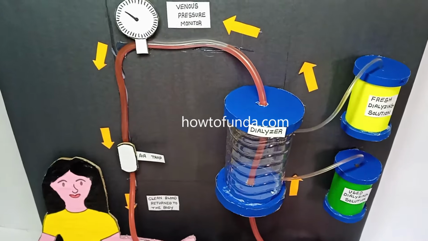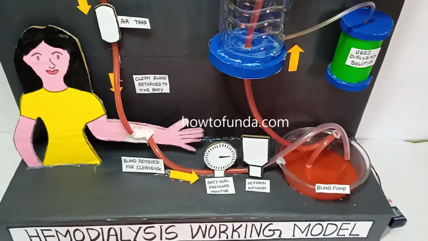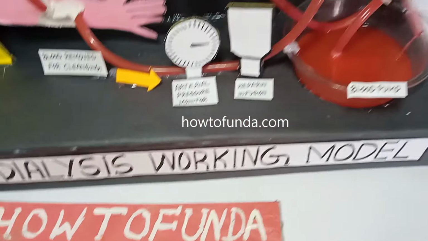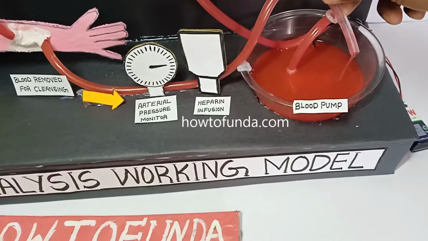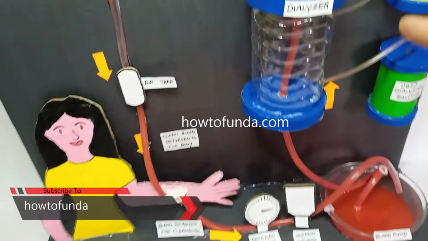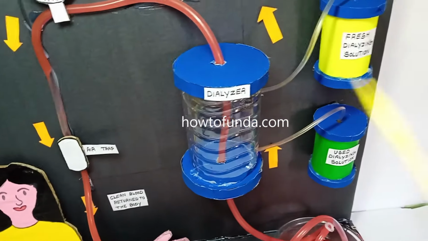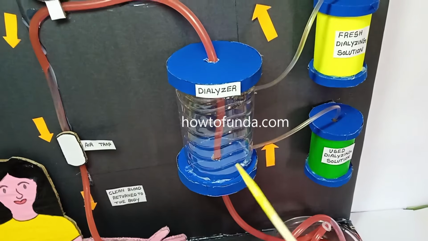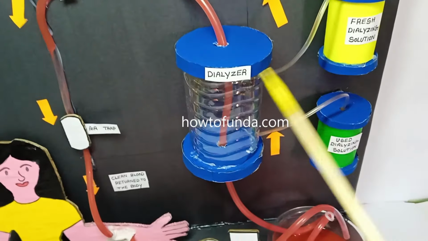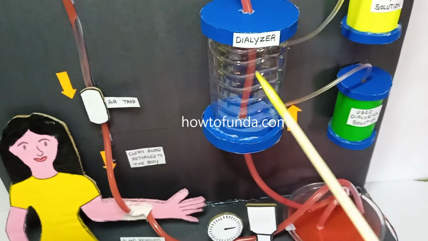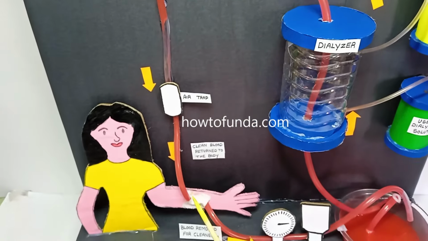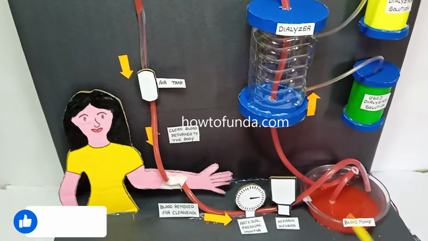To demonstrate how this dialyzer works, I'm going to switch on the motor here. Whenever we switch on the motor, you can see the blood is coming from your body. Once the blood comes here, this pump pumps the blood to the dialyzer, which is made up of a purifier or filters in two layers. A fresh dialyzer solution is sent through the outer filter, where it absorbs all the waste available in the blood, and it sends just the purified blood back to your body. That is the overall procedure in hemodialysis.